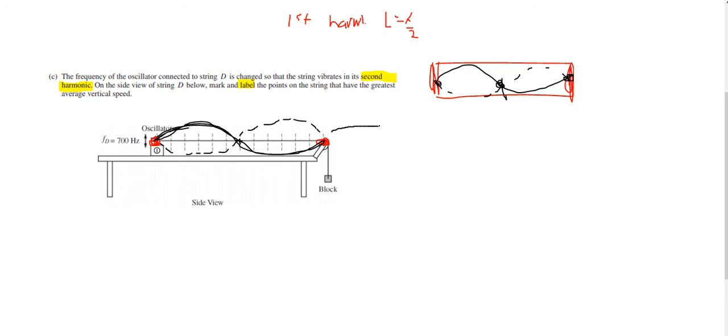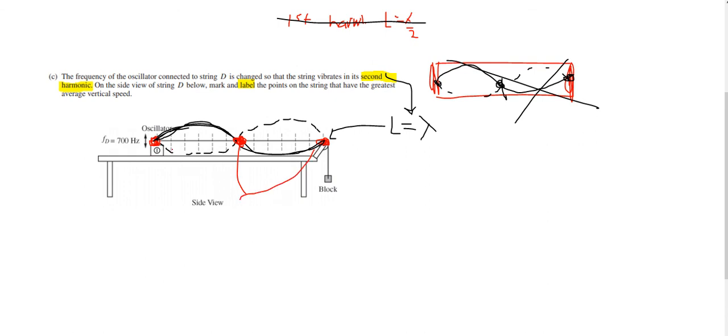Okay, I might write L equals lambda. Let me just cross that out just in case. Cross this out so they don't grade it. For my second harmonic, L equals lambda. And I would have a node in the middle. It's very messy, but if I draw the nodes big enough, it's all good.